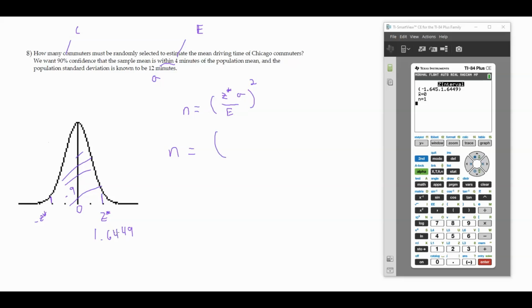And a lot of times we round Z's off, but I'm going to use that 1.6449 times my standard deviation is 12 all over the margin of error stated to be 4 and then squared. So again, this process I just did, if you look on the videos that I put during the weekly lessons, you'll find this tutorial also in the TI84 tutorial section on how to find the critical value using this method.